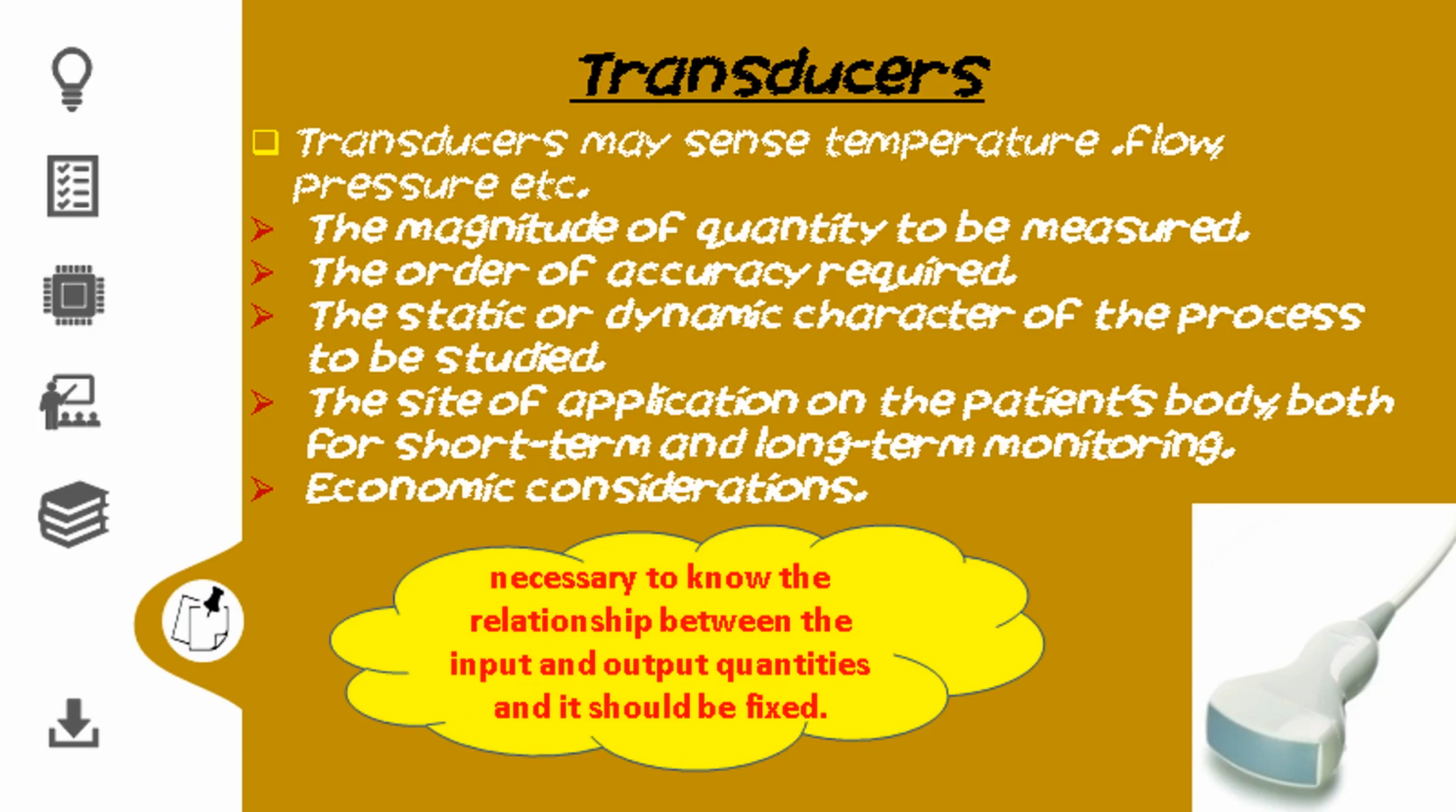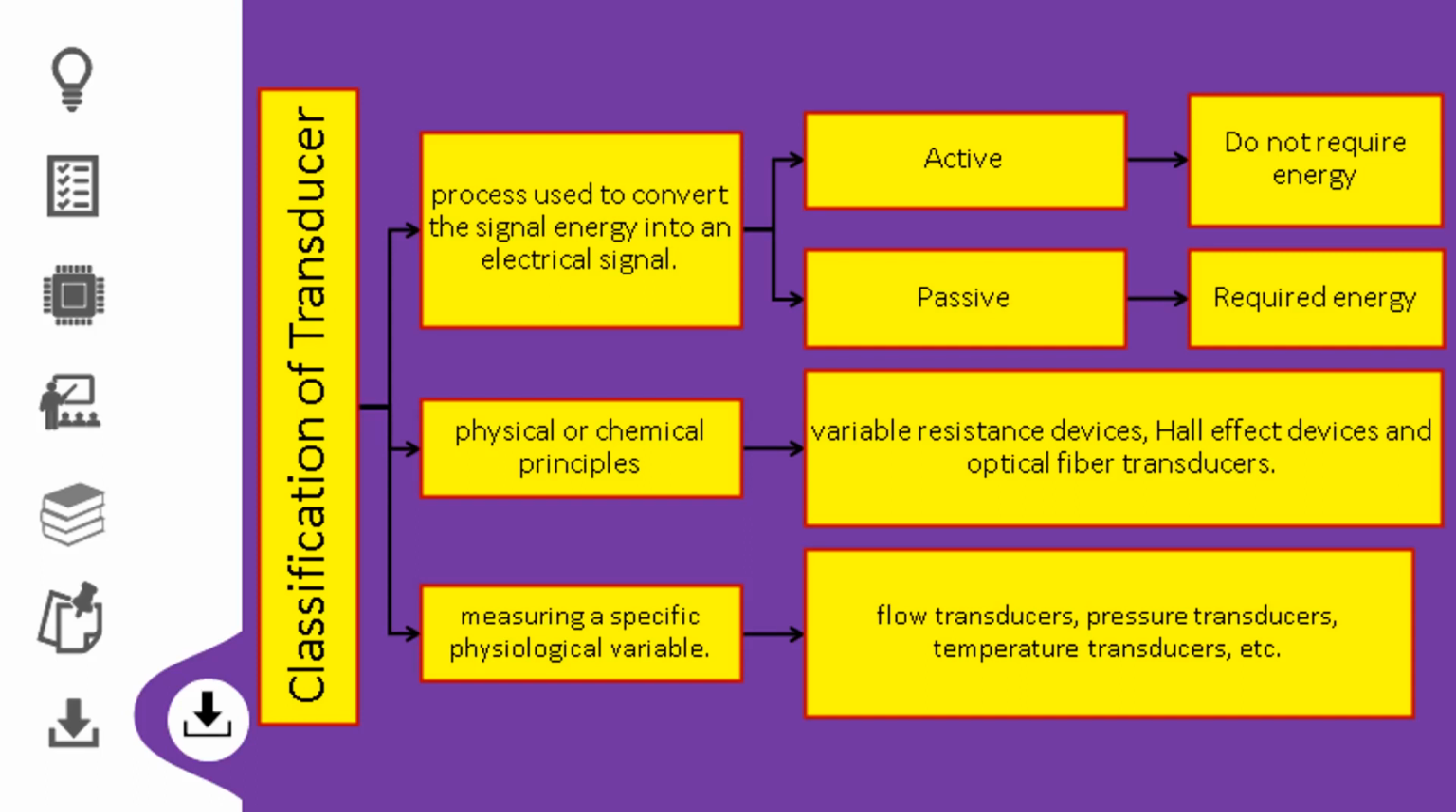It can sense temperature, flow, pressure, and other variables of the human body and convert them into other variables, usually electrical. When choosing a transducer, there are several factors that we must consider, such as the magnitude of the quantity to be measured, the order of accuracy required, the static or dynamic character of the process to be studied, the site of application on the patient's body, both for short-term and long-term monitoring, and economic considerations. It is a must to know the necessary relationship between the input and output quantities, and it should be fixed.